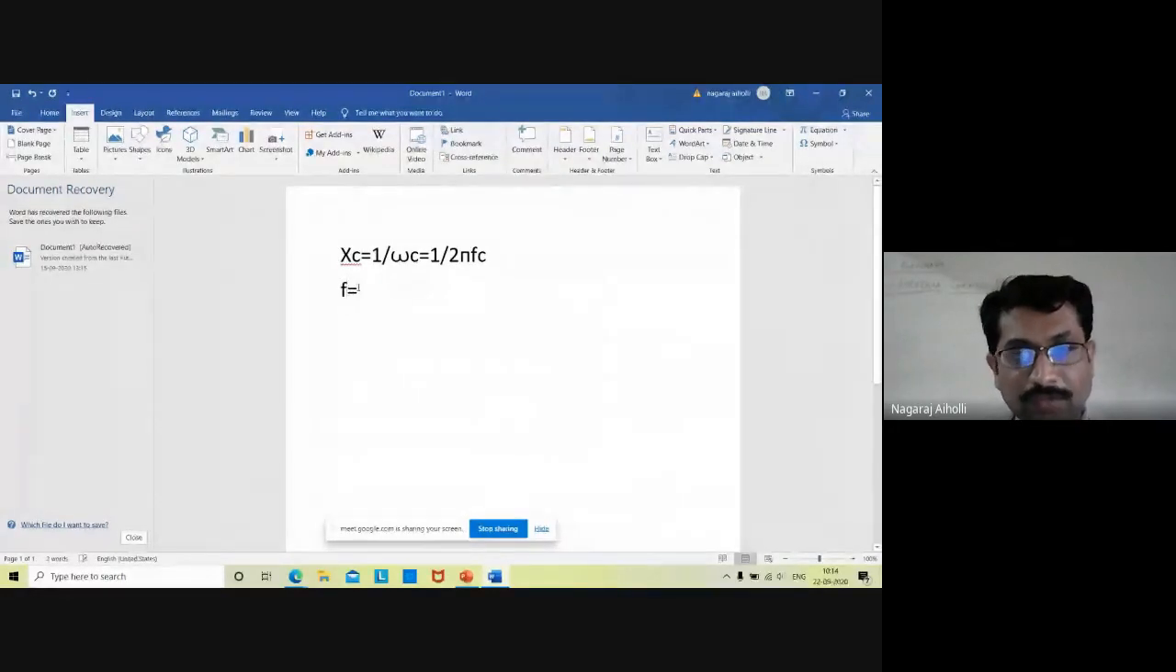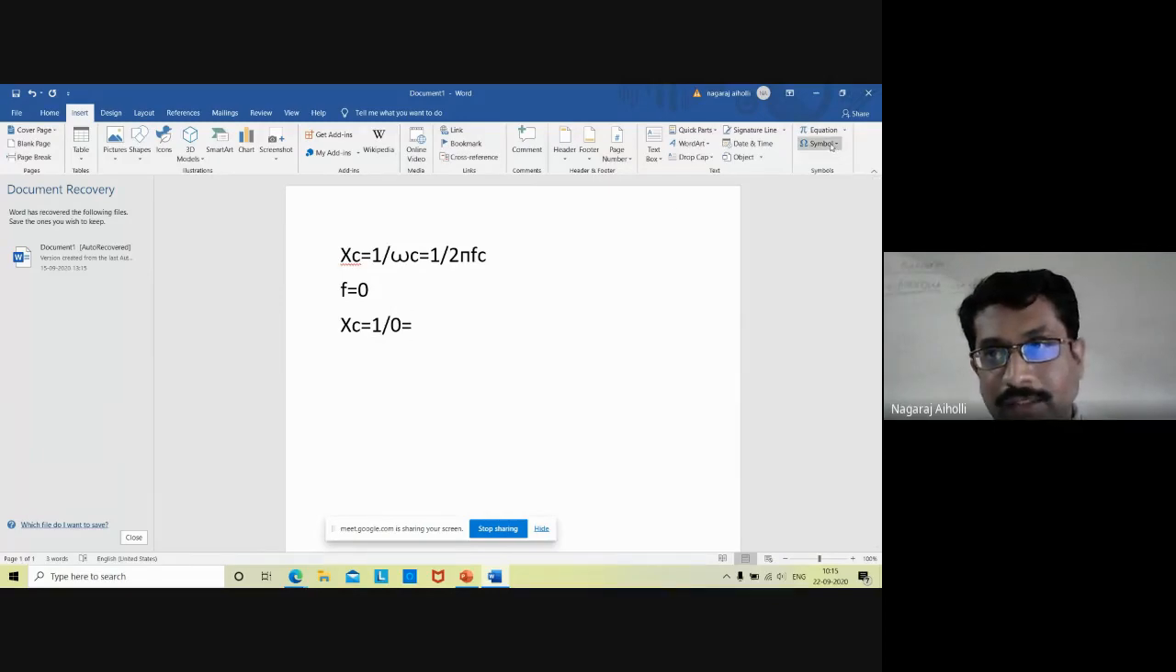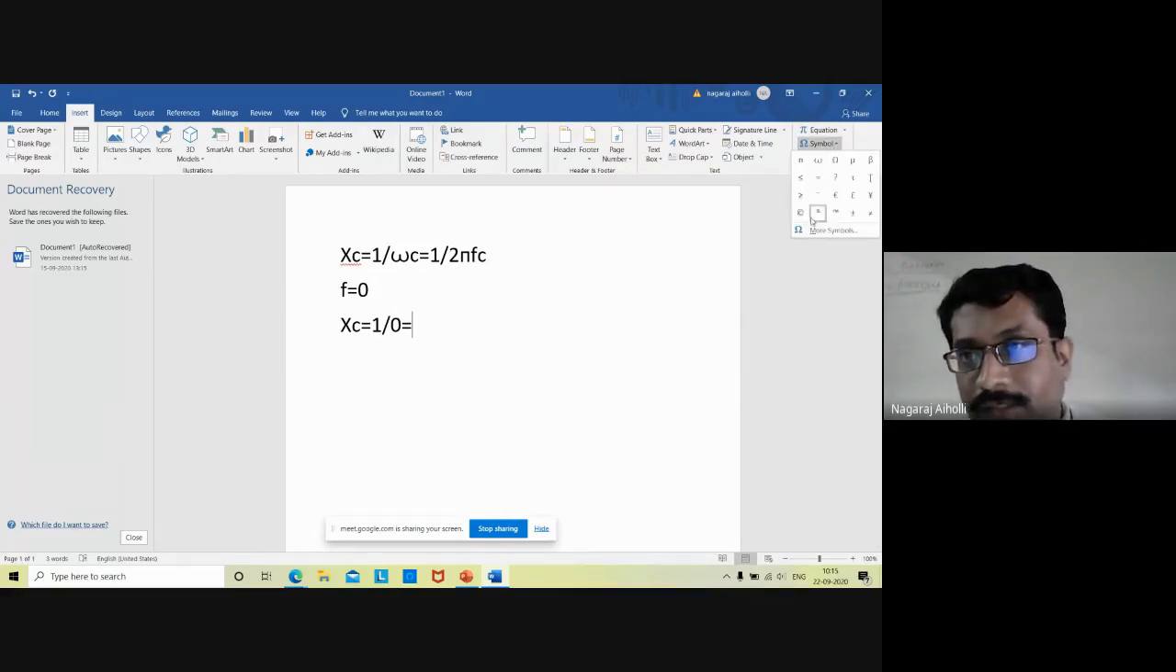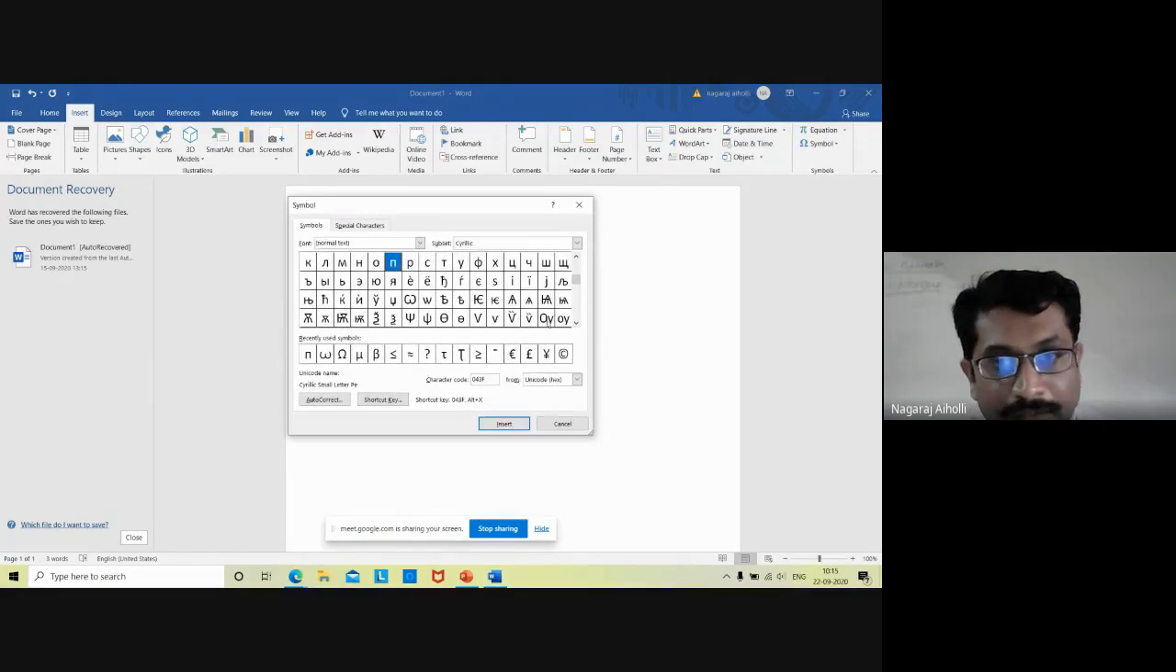As the DC signal frequency is 0, if I substitute f equal to 0 in this equation, what will be the value of XC? XC will be equal to 1 divided by 0, because f is 0. 1 divided by 0 will be infinity.